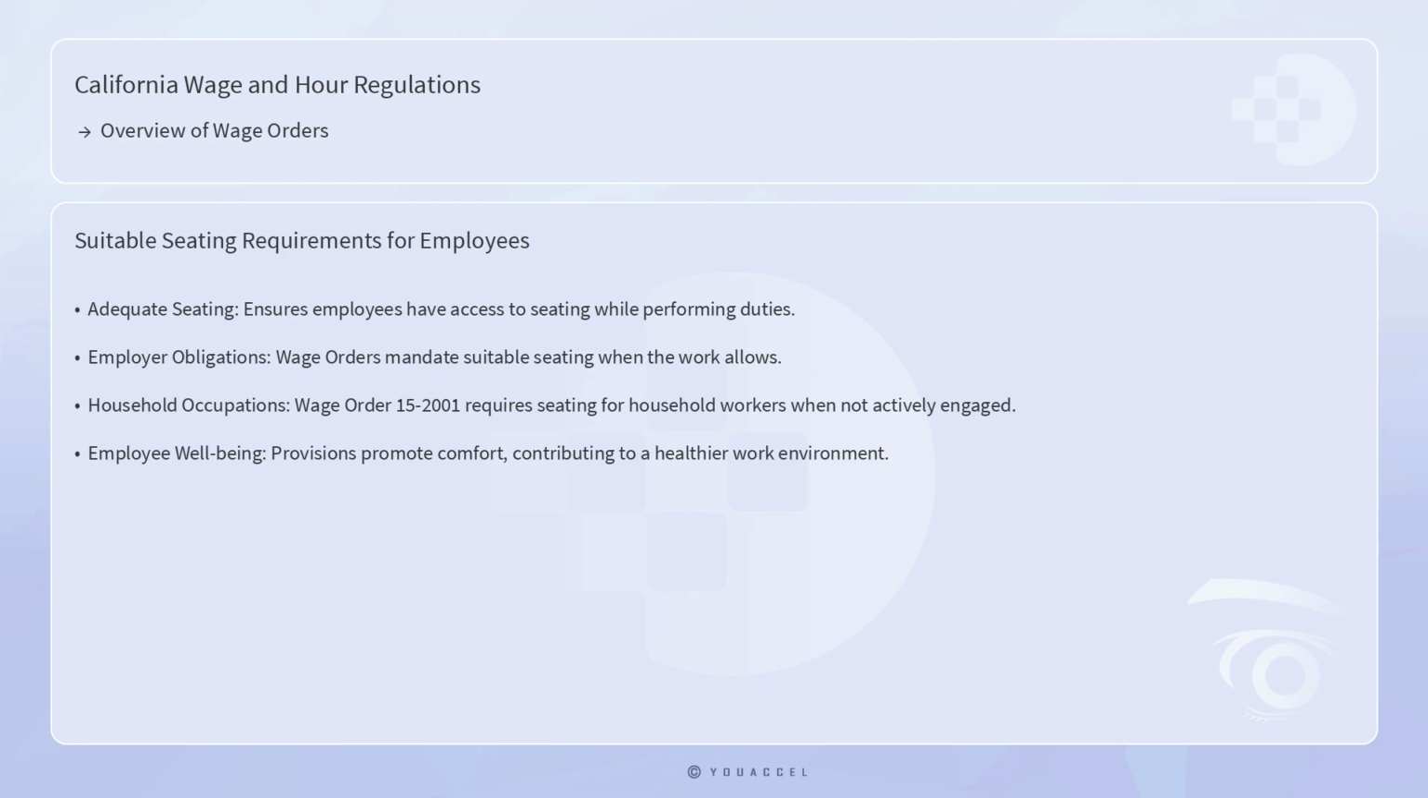Suitable seating requirements ensure that employees have access to adequate seating while performing their duties. Wage orders mandate that employers provide suitable seating when the nature of the work reasonably permits the use of seats. For example, Wage Order 15-2001, which applies to the household occupations industry, requires employers to provide suitable seating for household workers when they are not actively engaged in their duties. These provisions promote employee comfort and well-being, contributing to a healthier and more productive work environment.